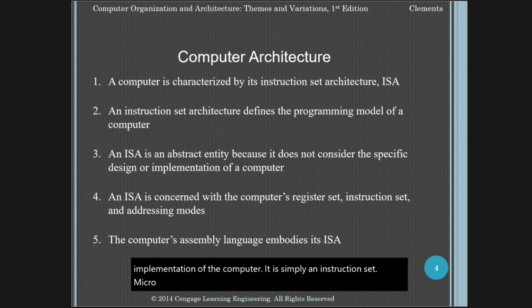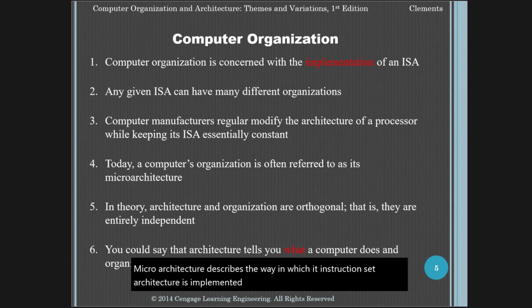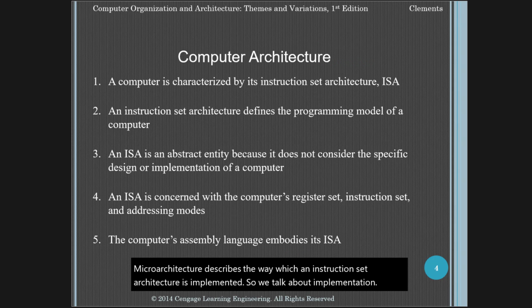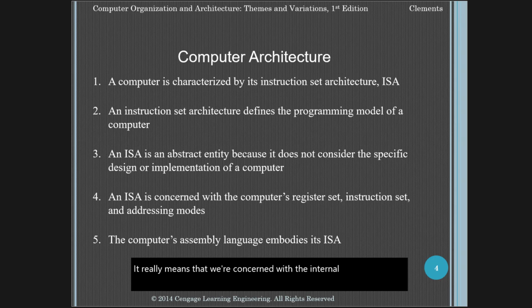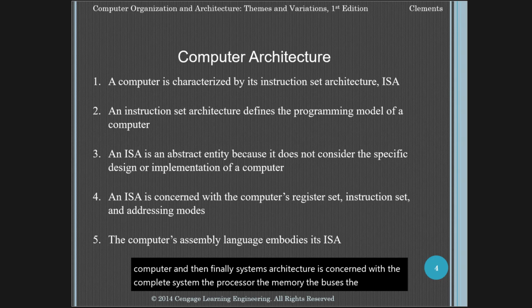Microarchitecture describes the way in which an instruction set architecture is implemented. So we talk about implementation, and it really means that we're concerned with the internal design of the computer. And then finally, systems architecture is concerned with the complete system, the processor, the memory, the buses, the peripherals. It's of interest to those who would design computer systems or who have to arrange the components to create the most cost-effective solution.